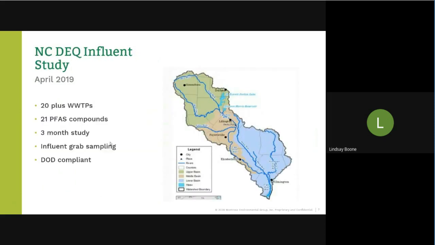So, getting into our particular study. The North Carolina Department of Environmental Quality asked about 20 wastewater treatment plants in the Cape Fear River Basin to test their influent for PFAS, specifically 21 PFAS compounds over, again, a 3-month period. And they wanted the influent to be grab sampled, and they wanted the lab to be DoD, or Department of Defense, accredited and use the DoD Table B-15 isotope dilution method for the analysis.